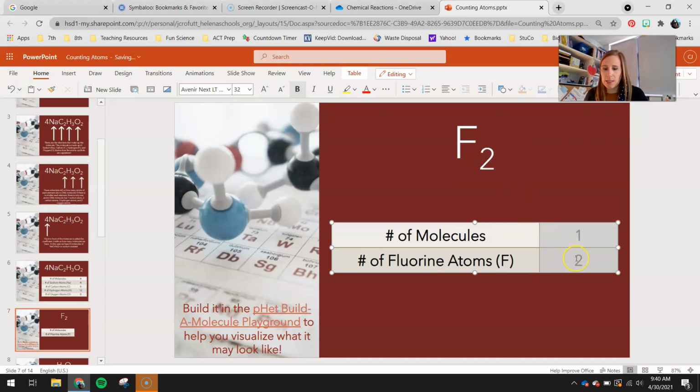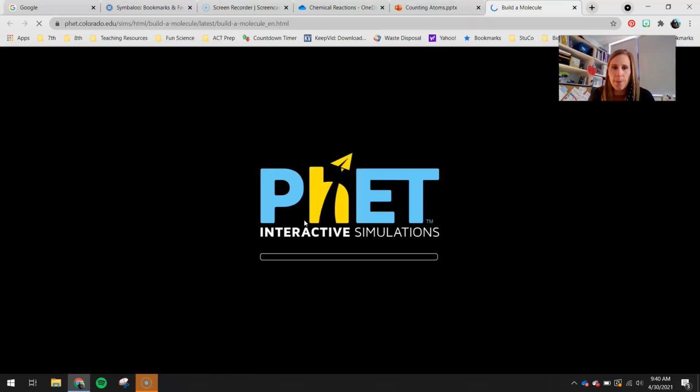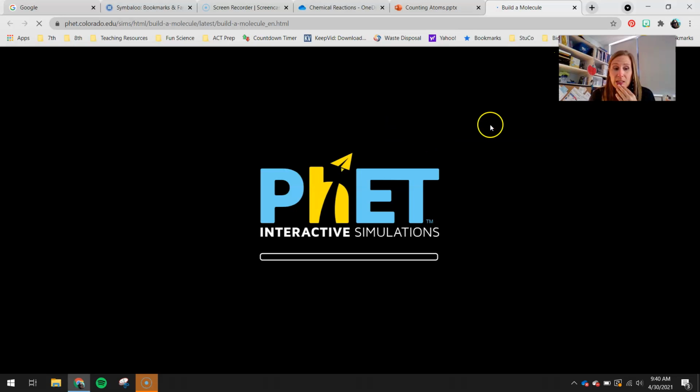I built in there, you guys, a little helper if you need. So you guys can go to the PhET Build a Molecule Playground. So go ahead and right click this link and open it up. And you can go into this playground, this third option on the right once this loads. And you guys can build this in the playground if you're having a hard time visualizing. Really, you don't need it for the ones where you only have one molecule. But when you have more than one molecule, sometimes it's hard to visualize and you just want to be able to count, of course.